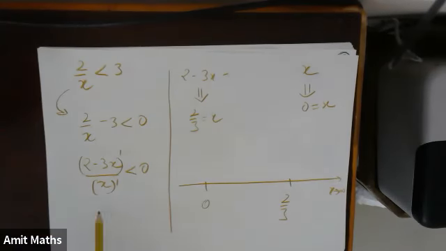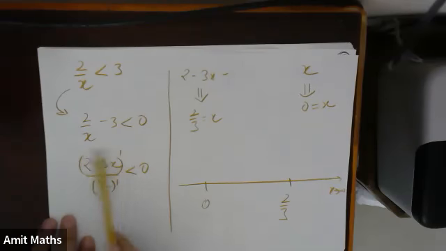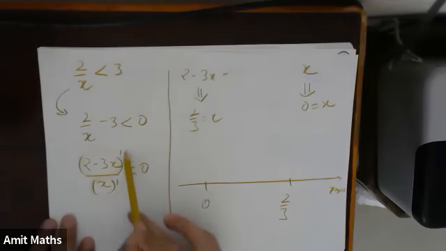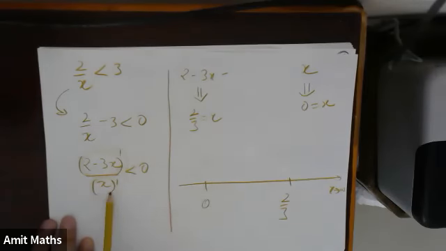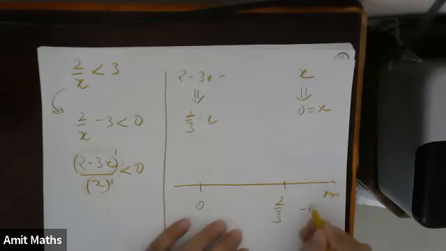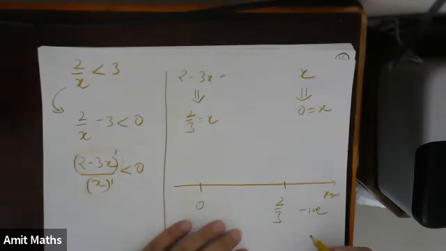So what is the sign at x tending to infinity? At x tending to infinity, the denominator is greater than 0. This denominator is greater than 0. And what happens to the numerator? This numerator is less than 0. So the overall sign of this whole thing becomes negative. Denominator is positive, numerator is negative, so the overall sign of this whole thing becomes negative.